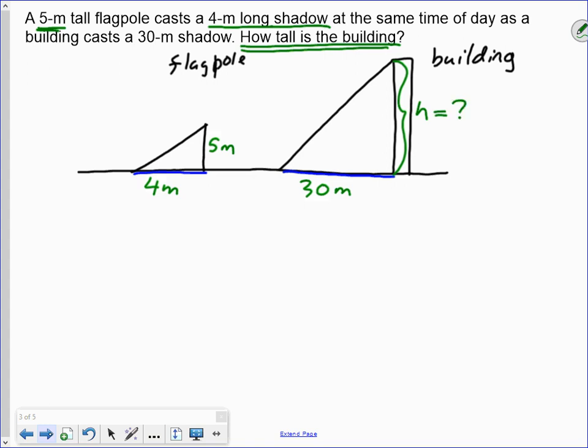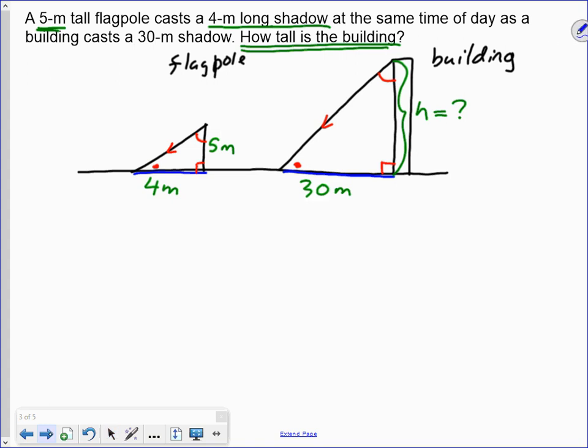Now, they don't tell us any of the angle information, but we know that our flagpole is going to be perpendicular to the ground, and our building is going to be perpendicular to the ground. And if the sun is shining down on both of these things, this side right here is parallel to this right here, because these both represent the lines of the shadow coming down. So this angle in here and this angle in here are going to be the same. The shadows make the same angle with the ground, which of course means that this angle and this angle are going to be the same. So we've got our angles that are the same.